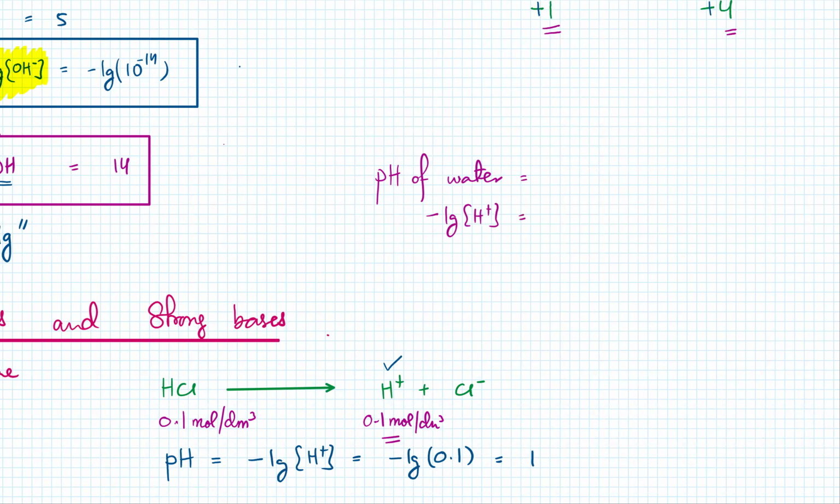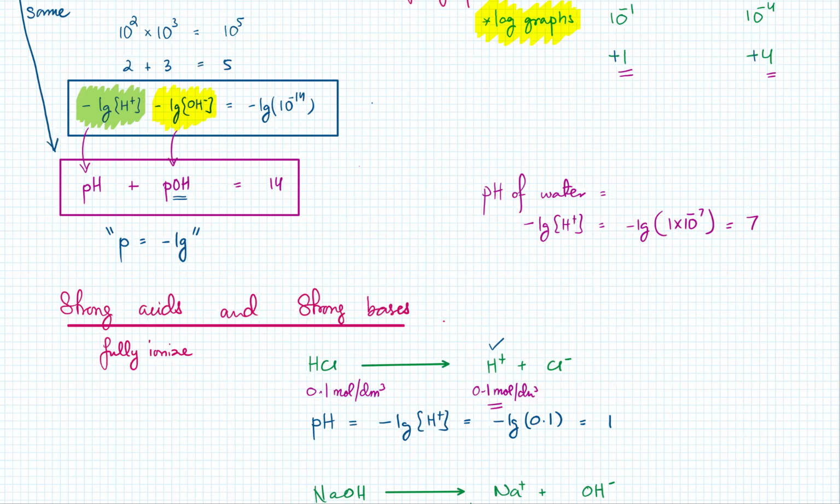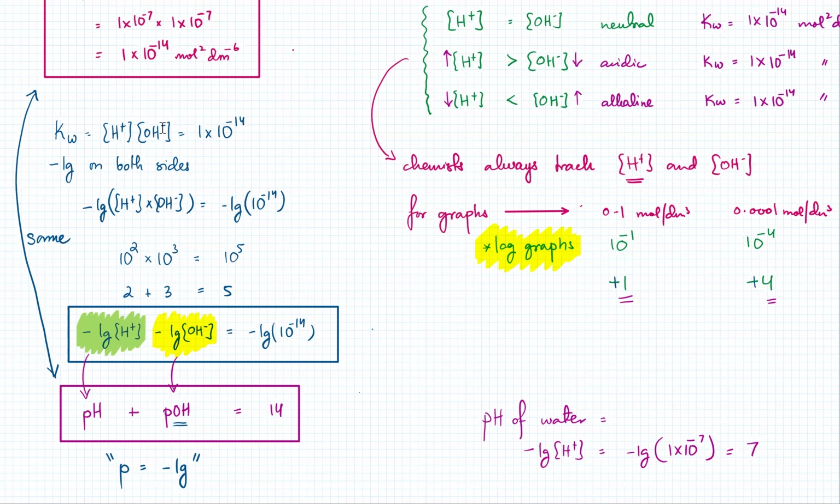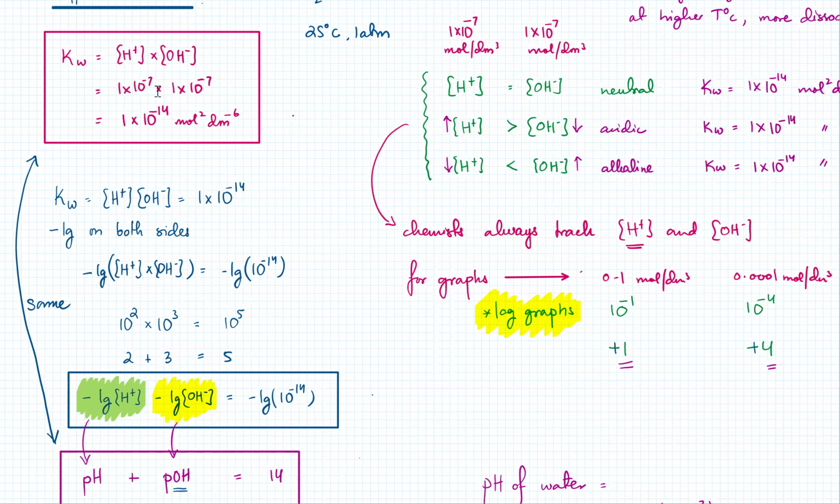So in water, the concentration of H plus 1 is what? 1 times 10 power minus 7, right? And that's going to give me what? 7. Is that clear? Yeah. That 14 that we had was the product of both things, right? That was the H plus 1 getting multiplied by the OH ions, right?